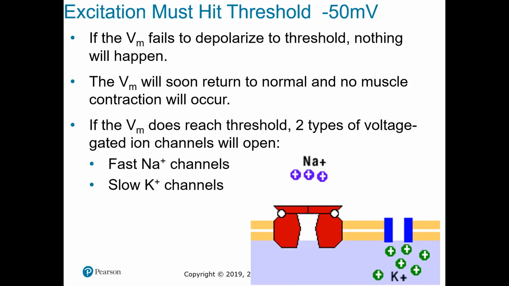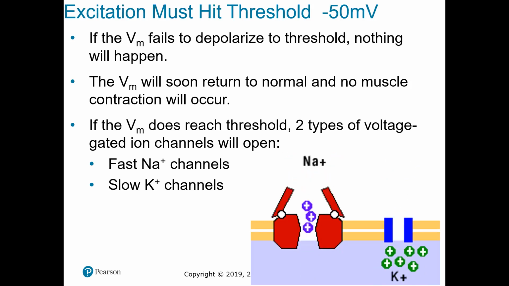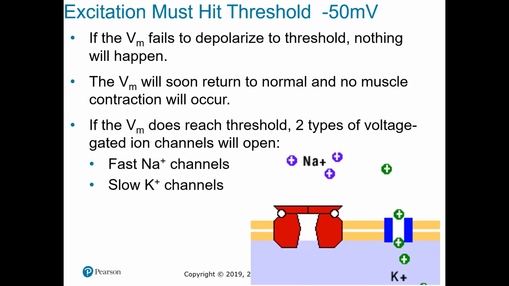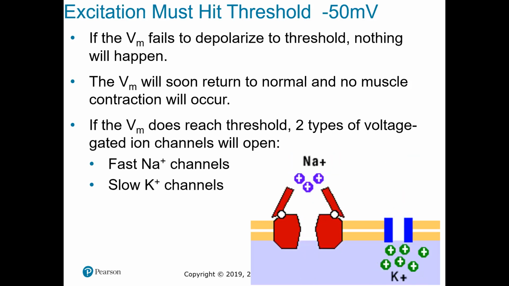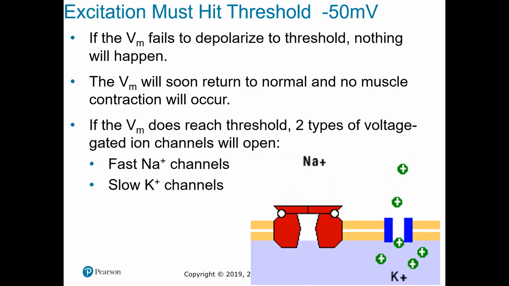If we hit threshold, then voltage gates on either side of the motor end plate are going to open up, and even more sodium is going to run in. Once we hit threshold, we have an action potential, and nothing will stop that action potential. It will run now across the cell membrane, depolarizing each region it comes to and causing it to hit threshold and causing more sodium to rush in until it has gone through the entire muscle cell.